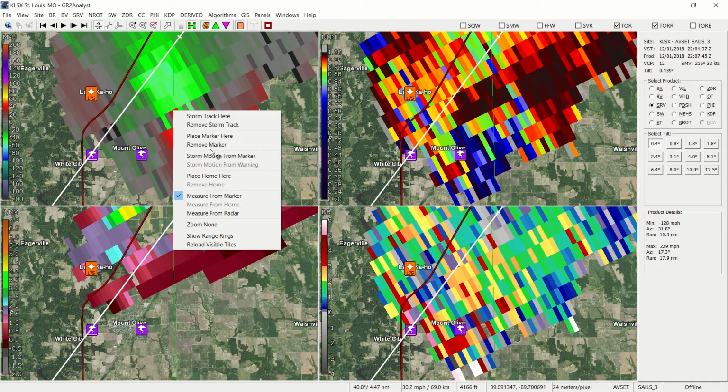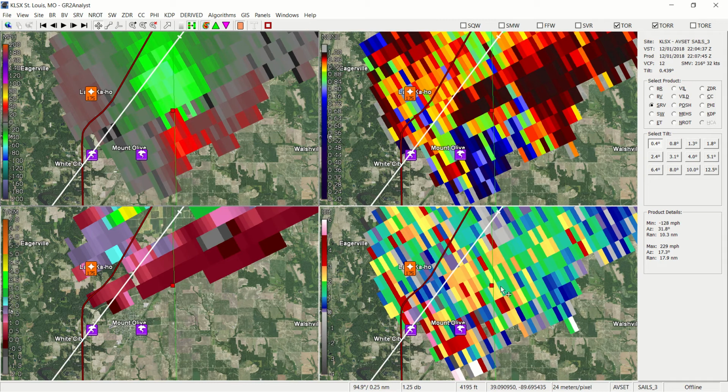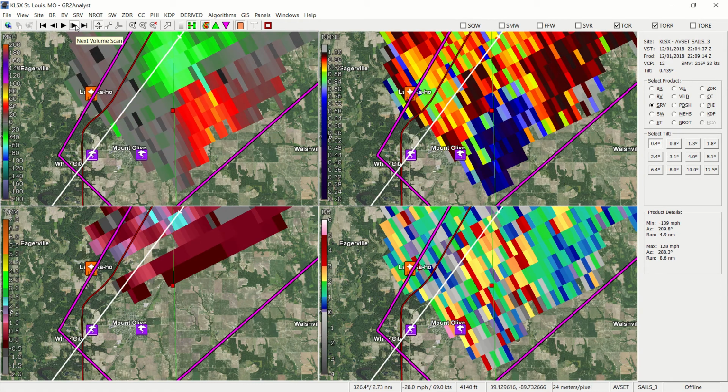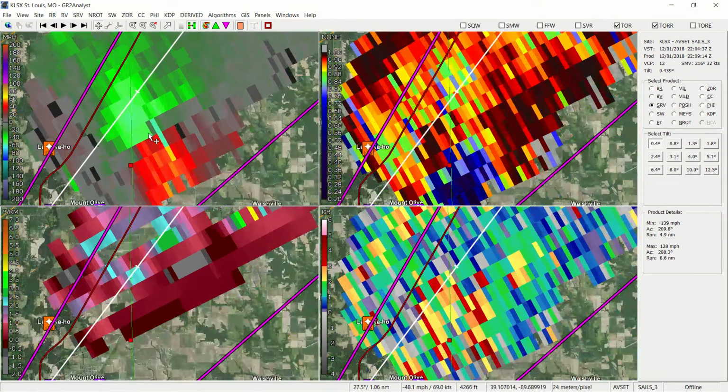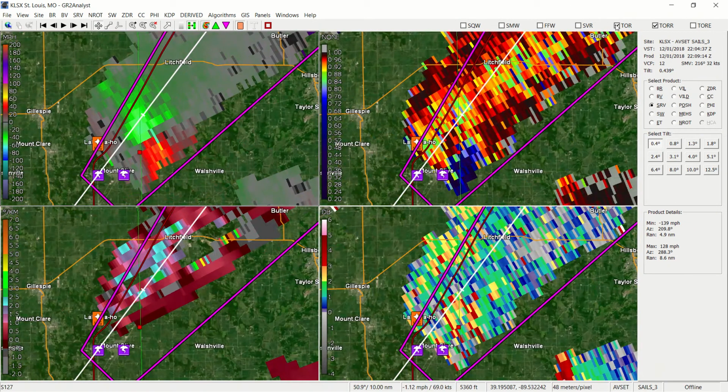And we might not get this out of here. This marker here. Pretty strong rotation going on now. We're really rock and rolling. And you can see that they got the tornado warning out there. We'll take that away. Remove storm track to get some of this stuff out of here.